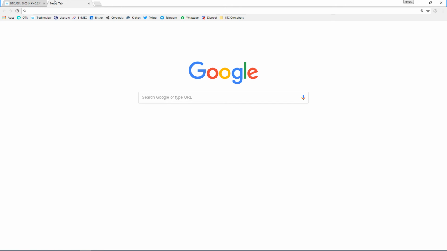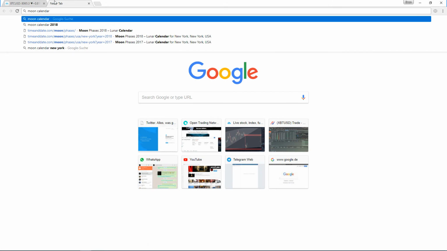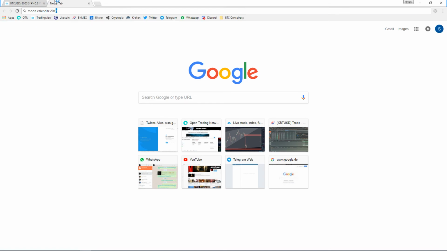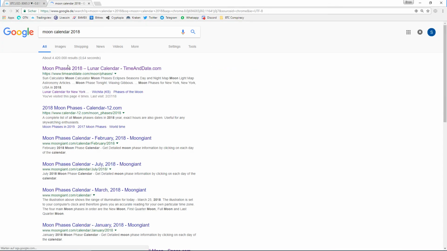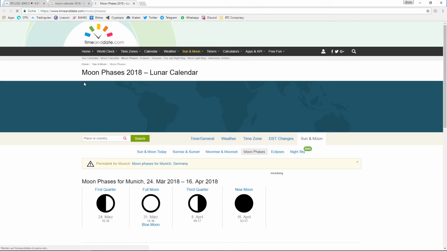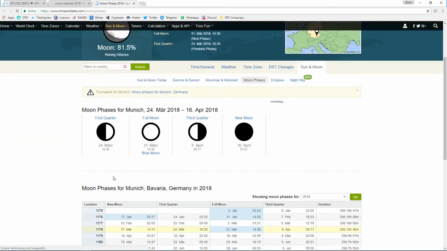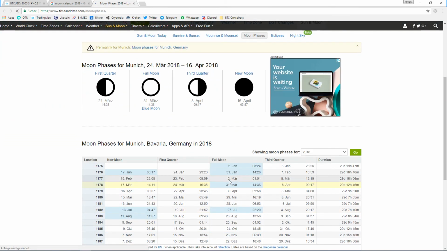All the big crashes on the stock market have been on full moons, and I think a new full moon is around the 1st of April, so this could work out pretty well. Full moon is on the 31st of March, so in 3 or 4 days we're going to have a full moon.